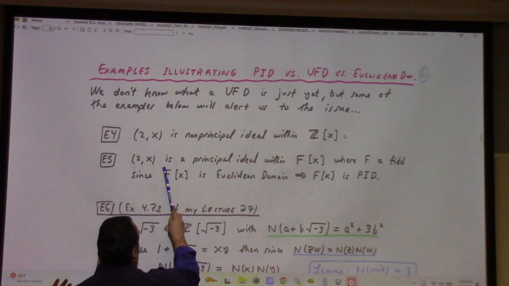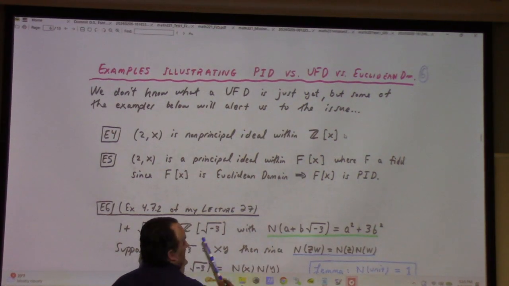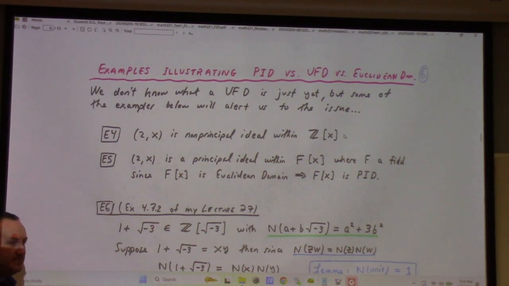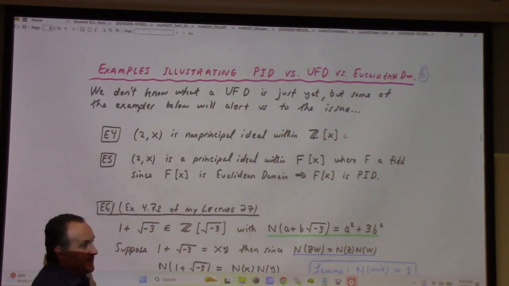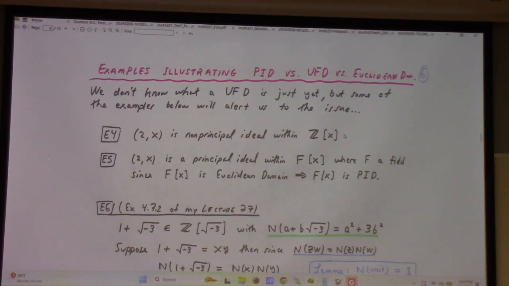But this, on the other hand, is a principal ideal within the polynomials over a field that contain 2. Why? Because polynomials over a field are in fact a Euclidean domain like we talked about last time, with respect to the norm given by the degree function. We'll talk more about that in future lectures. So therefore, since this is a Euclidean domain, that implies that it's a PID, because every Euclidean domain is a principal ideal domain.